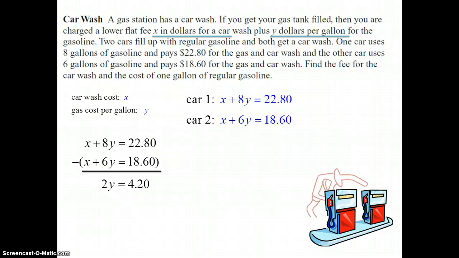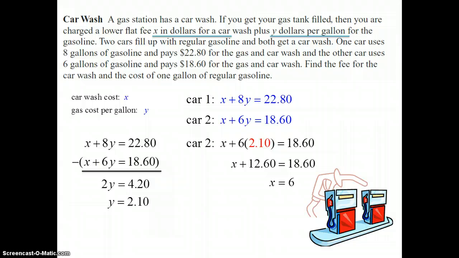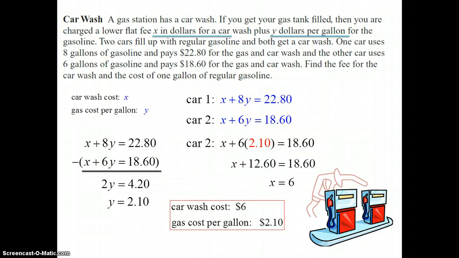And when we do, the x's eliminate. We have 2y is equal to 420. We'll solve for y, and we'll get 210. So we know right there that the cost per gallon is $2.10. Now we're going to solve for the car wash by substituting in either equation. And I chose equation 2 this time because I have smaller values to work with. Does not matter which equation you use. So solving for x now, I get 6. So $6 for the car wash and $2.10 per gallon of gas.